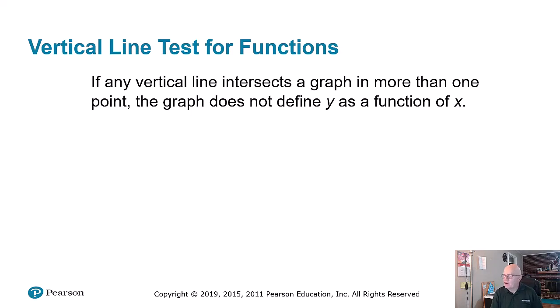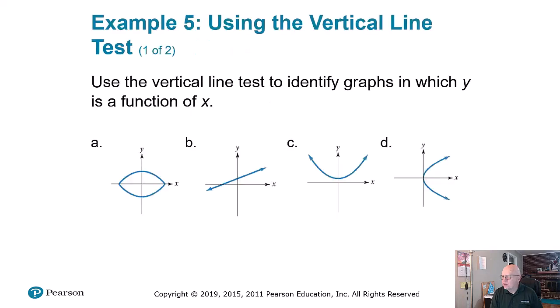Next, if a vertical line intersects the graph in more than one point, it does not happen to be a function. So here are some pictures that you can play with in your head. Can you draw a vertical line that hits it more than 2 places? Well, that's not a very good vertical line, but you can use your imagination.